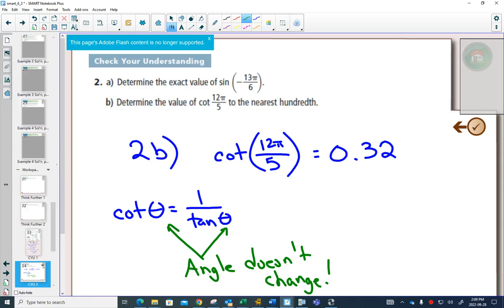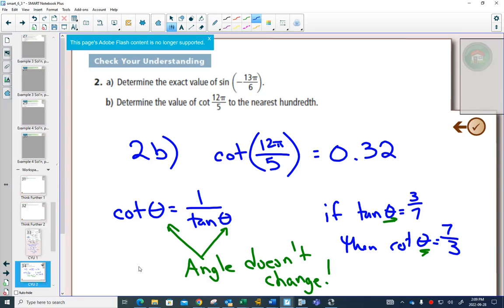And so this is a point of confusion, because sometimes we have these questions. If tangent of theta is 3 over 7, then there's a shortcut that you can figure out cotangent of theta just to be the flip of the fraction. That is true. But notice, it's still the same angle.